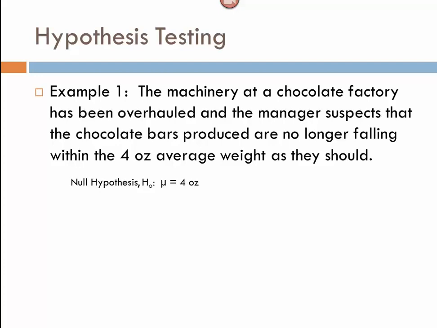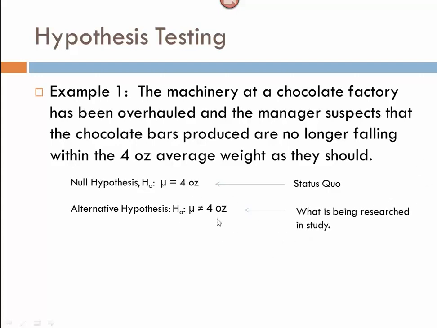So because of the wording of the question, the alternative hypothesis in this case is that simply they are not 4 ounces as they should be. This is what we are going to research and try to study. Basically, we want to see whether or not there's statistical evidence to prove that the chocolate bars are not falling within the 4-ounce average.